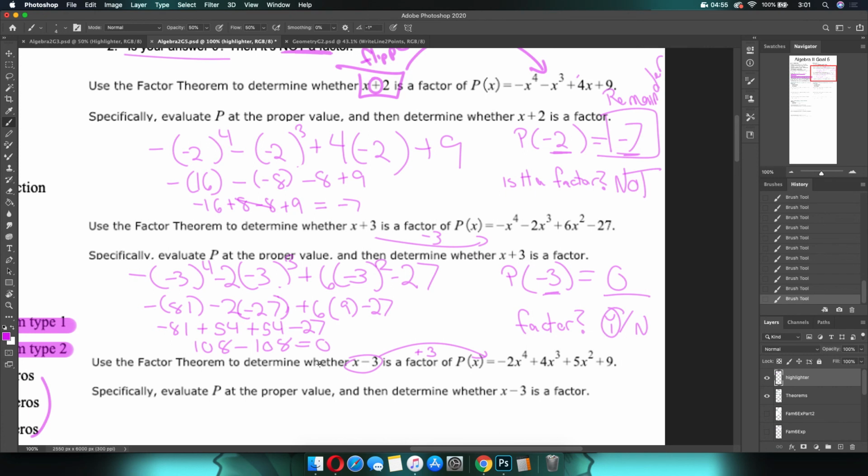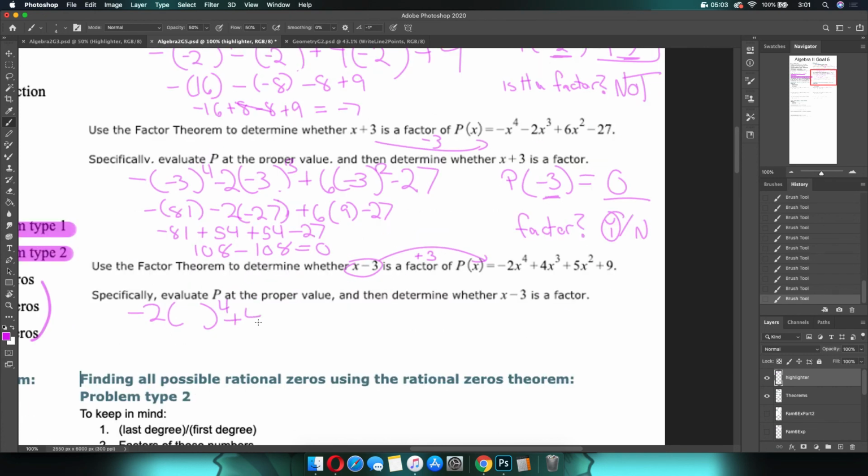Yes, it's a factor. Negative 2x to the 4th, plus 4x to the 3rd, plus 5x squared plus 9. What's our number going to be? 3, because we're flipping our sign. Okay, so we know it's going to be P of 3 equals something. And is it a factor? Yes or no?